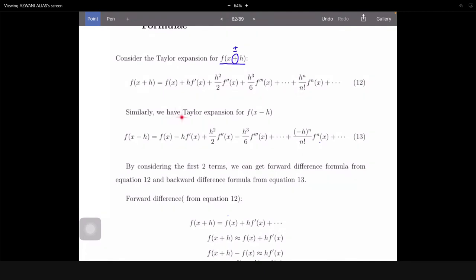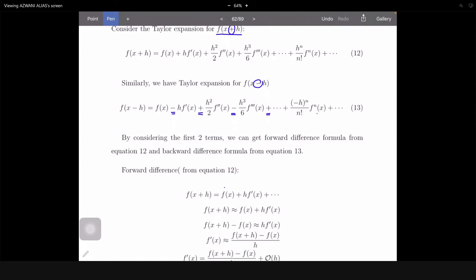Similarly, we have the Taylor expansion for x minus h. It is the same for x minus h; the difference is only the sign here. So make sure you are clear on that. There is a formula for it, but we do not go into the details. We just take how the function is expanded using the Taylor expansion.